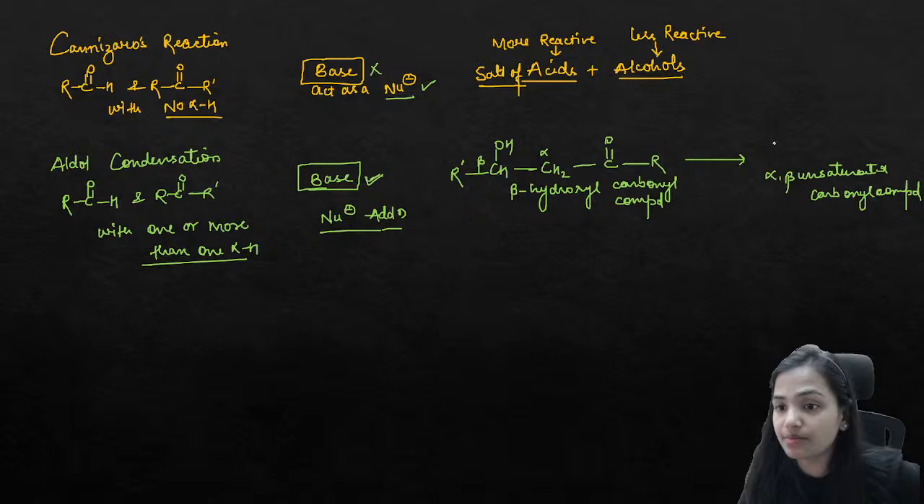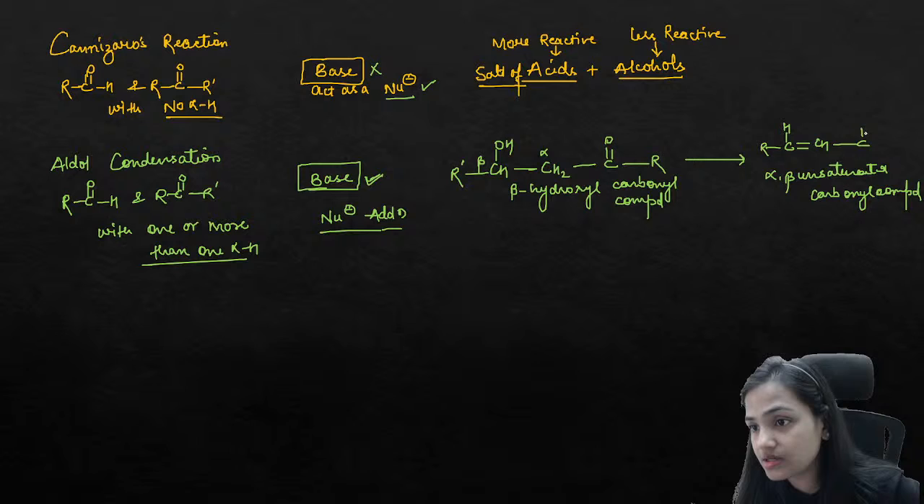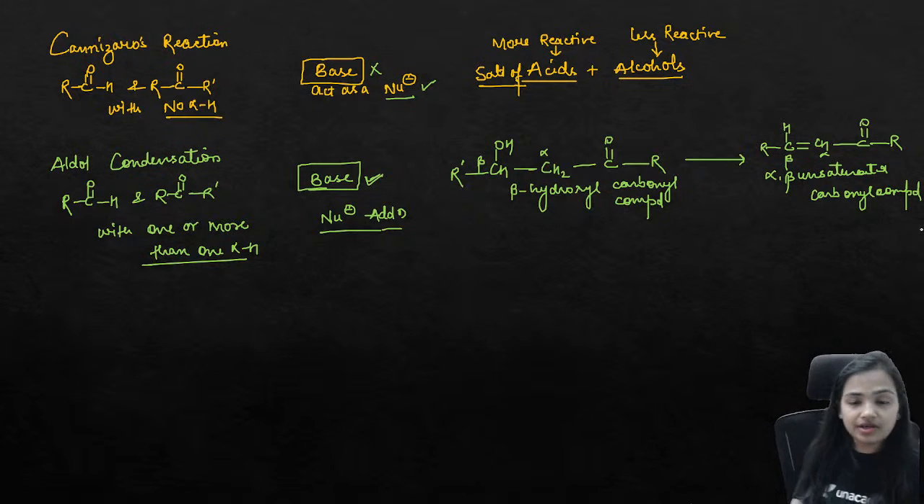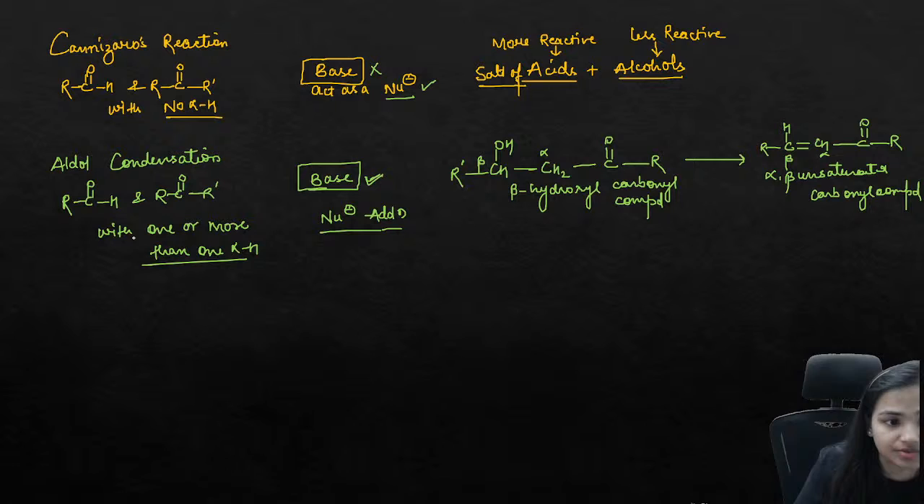Okay, so this is a summary that you need to remember. That is, you will be having C double bond C, CH, C double bond O, and this is R. This is an alpha beta unsaturated carbonyl compound. If you have one alpha hydrogen, this will be the product. If you have two alpha hydrogens, that will be the product.